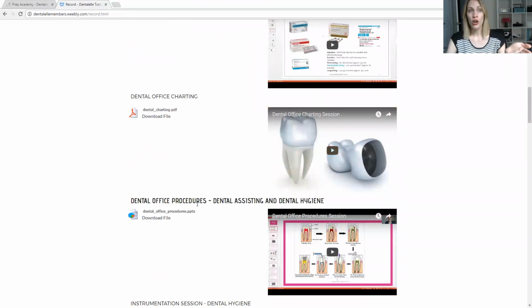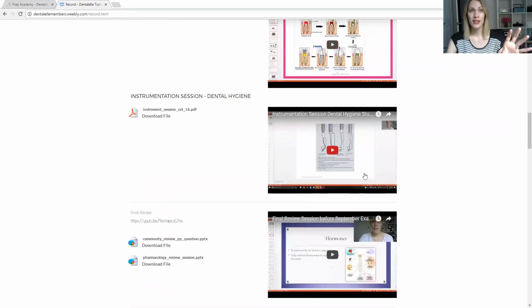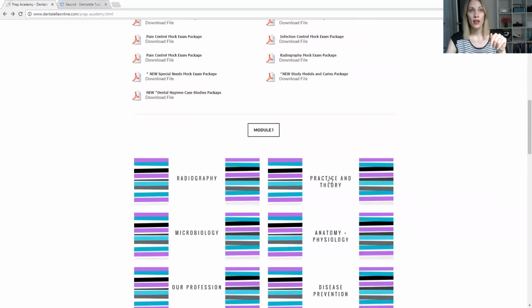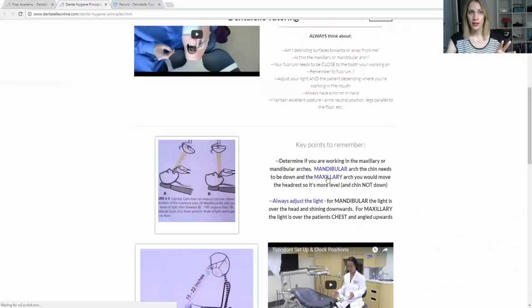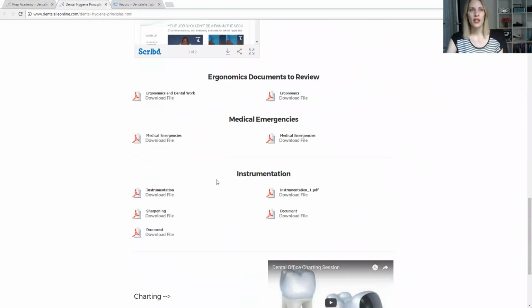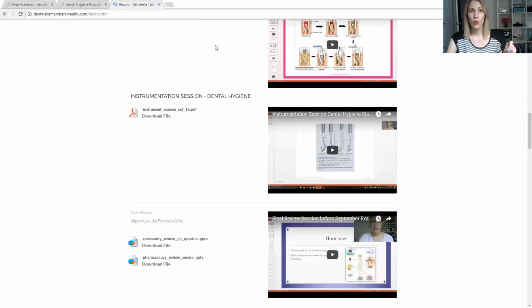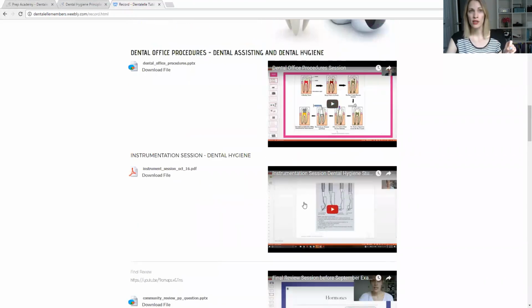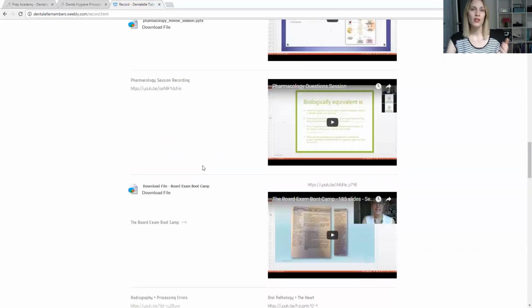So there's a charting, there's a dental office procedures, instruments, and these ones we saw in our practice and theory unit. So let's say you were saying to yourself, well, I will read the instrument PowerPoints first, and then I'll go back to the 2016 session recordings and look at the instrumentation video, and then do the mock exam package on that. So, you know, it depends on how much time you have, and it depends on how you want to study. So does that make sense?